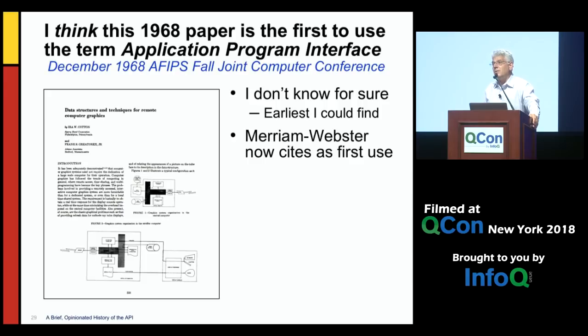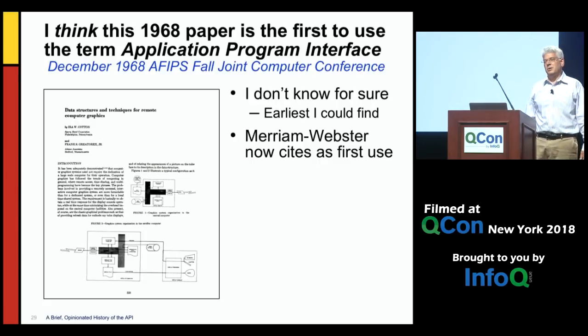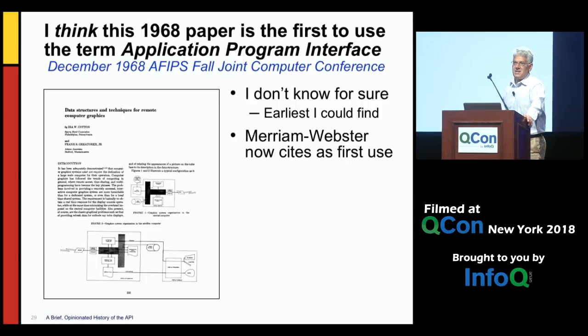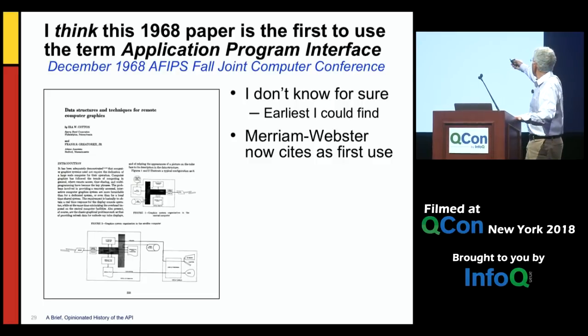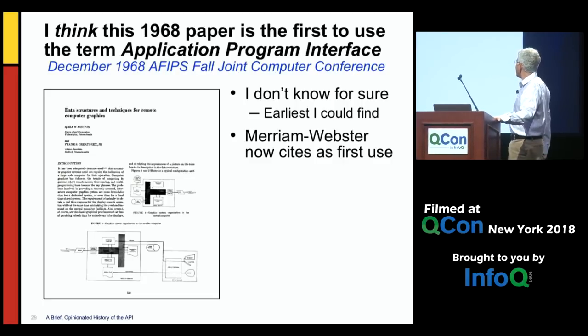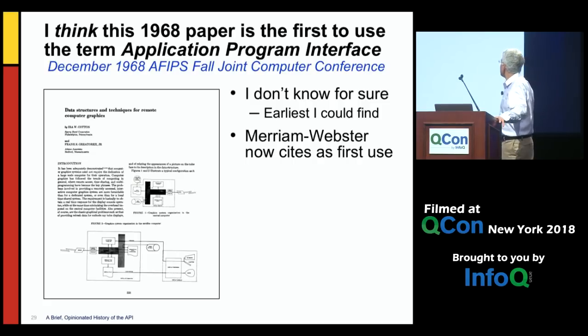As far as the term API, I don't think we started using it until 1968. And this represents independent research on my part. When I looked it up a couple of years ago, Webster said the term came from the late 70s. And I said, that can't be possible. And I did a literature search. This was the earliest paper that I could find that actually used the term. It's called Data Structures and Techniques for Remote Computer Graphics, and it's by Ira Cotton and Frank Greatorex.